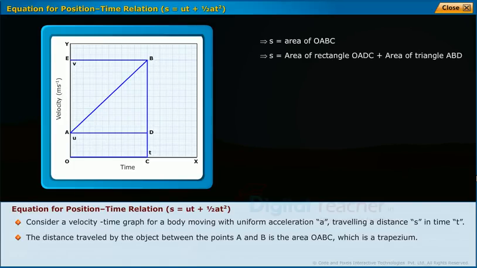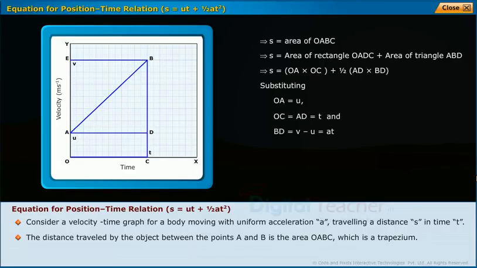Implies s equals area of rectangle OADC plus area of triangle ABD. That implies s equals OA into OC plus half into AD into BD. Substituting OA equals u, OC equals AD equals t, and BD equals v minus u, which equals at. Therefore, we get s equals u into t plus half into t into at. That implies s equals ut plus half at square.